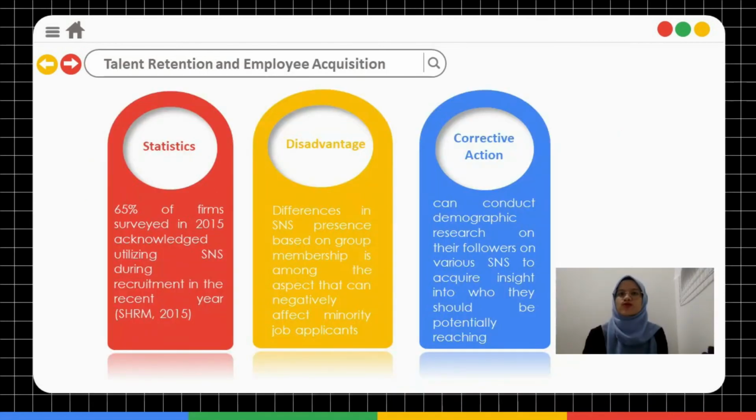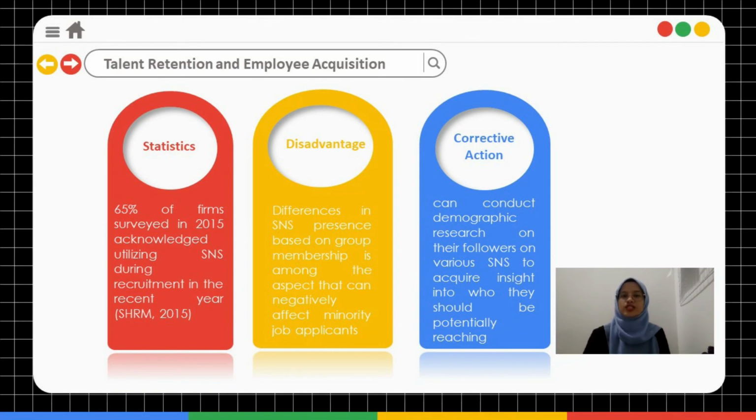Next, individuals from minority groups may be at a disadvantage in the talent acquisition process when social media is used. The differences in applicant appearance and also the organization recruitment on social networking sites may favor older, skilled, and male applicants during the early stages of the talent acquisitions. Thus, organizations can conduct demographic research on their followers on various social networking sites to gain insight into who they should be potentially reaching.